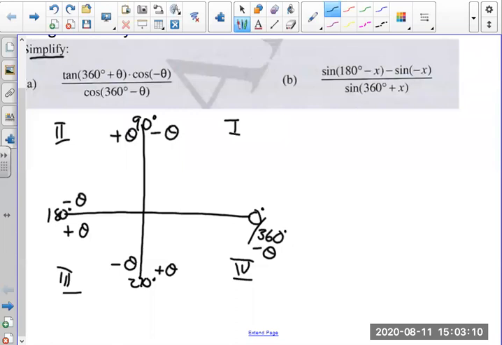Why is this important? You must know where you are working, because you remember All Students Take Chances, meaning all ratios are positive in the first quadrant, only sine and its inverse, cosec, positive in the second quadrant, only tan and cot positive in the third quadrant, and only cos and sec positive in the fourth quadrant. Okay. And then later we will use the special triangles, but that I will draw now.